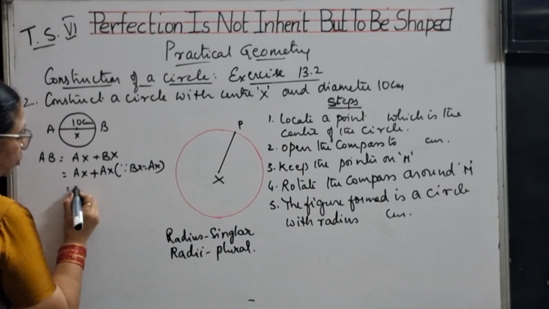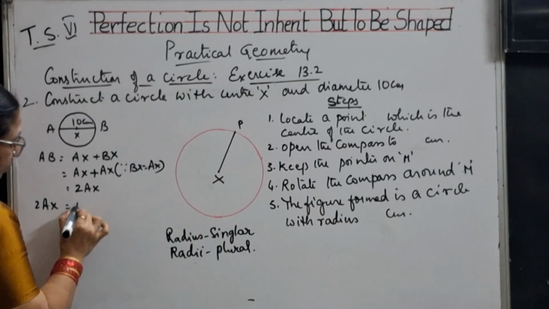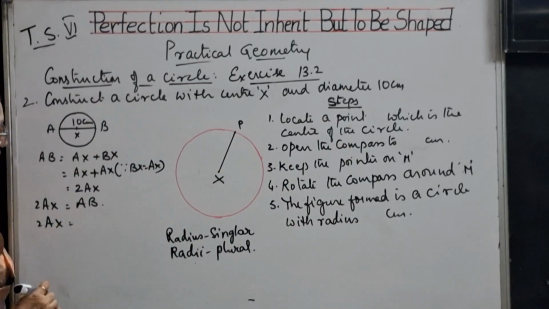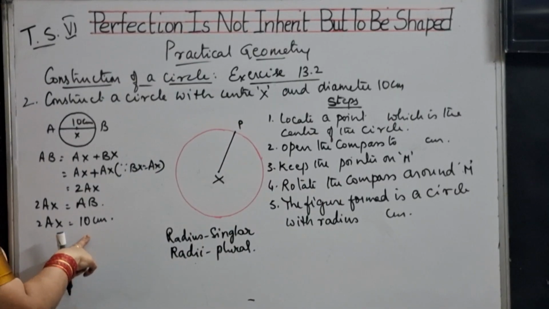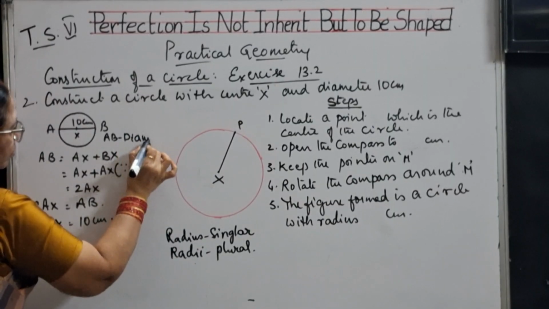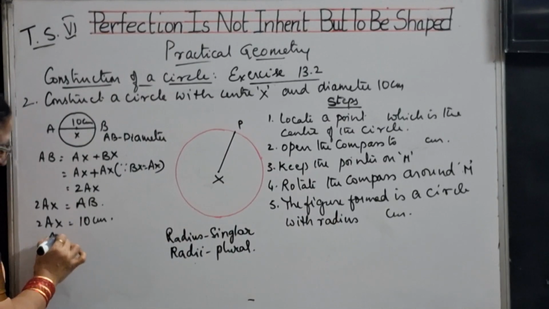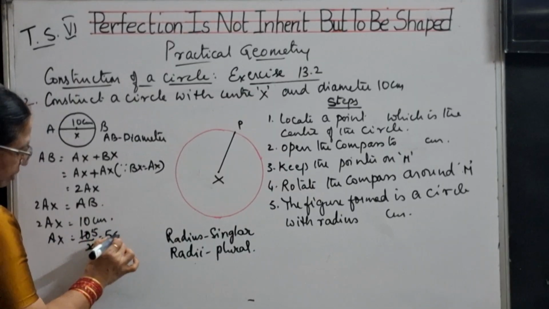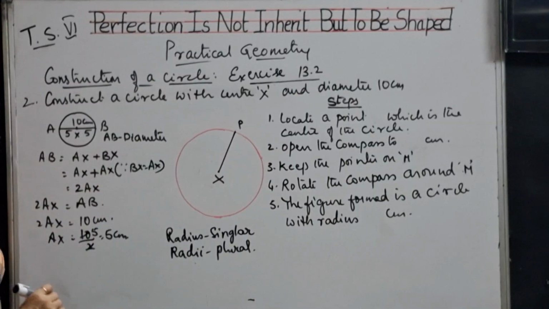So I have to add. So how much are you getting? 2AX. So we know that 2AX is equal to AB. That means 2AX is equal to 10 centimeters. The diameter is 10 centimeters. This AB is called the diameter. So 2AX means, what is AX? 10 by 2, that is 5 centimeters. So AX is 5 centimeters. So this is 5, this is 5.